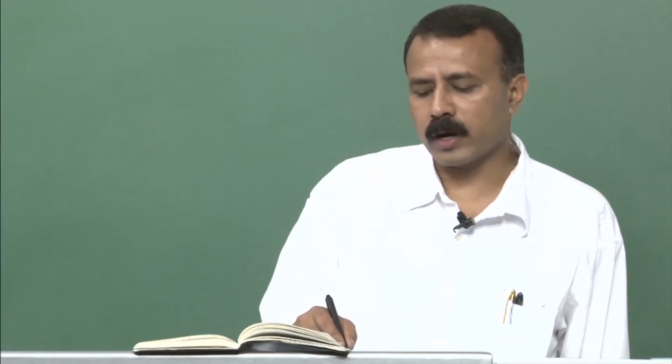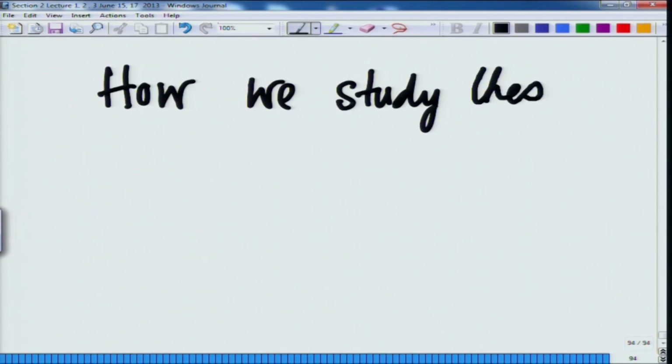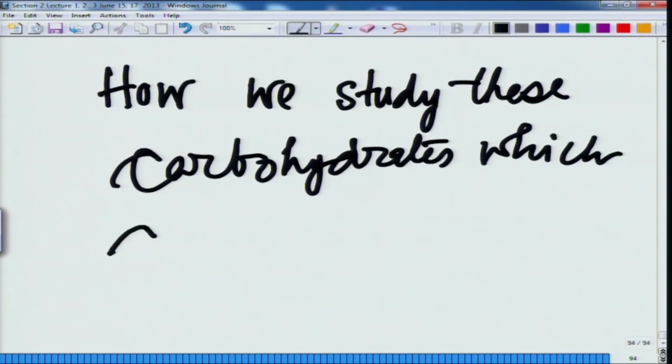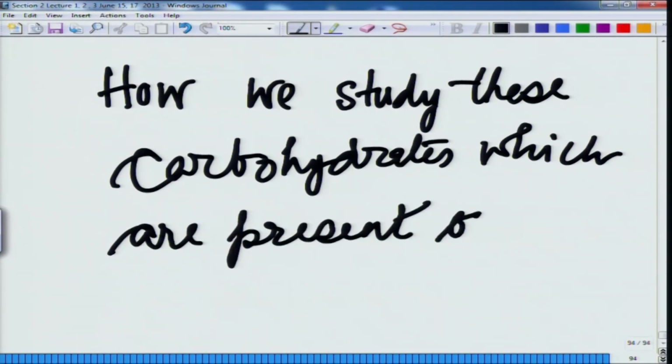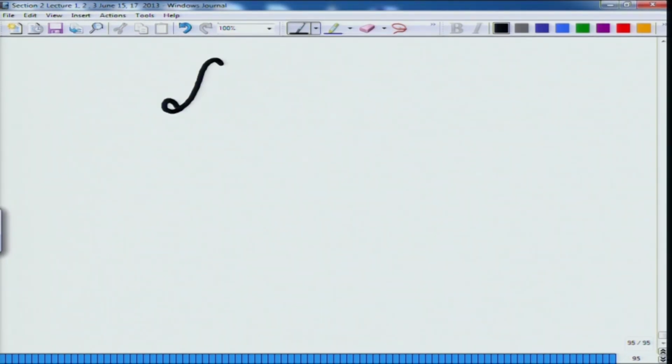Apart from it, how do we study these carbohydrates which are present on the cell surface? One of the potent tools is a range of molecules called lectins.